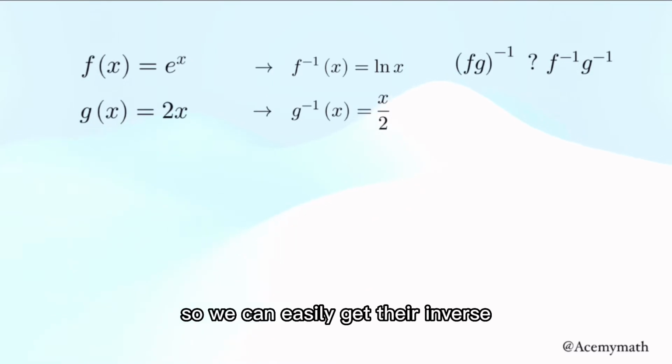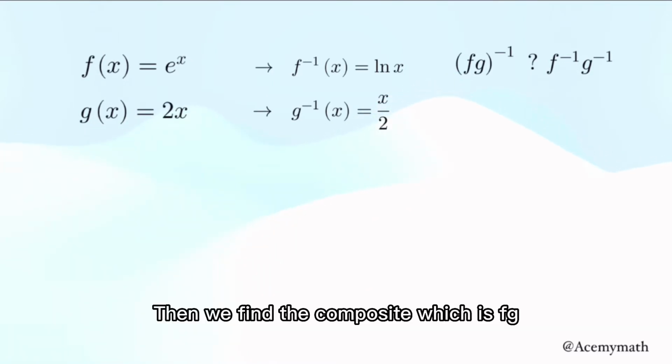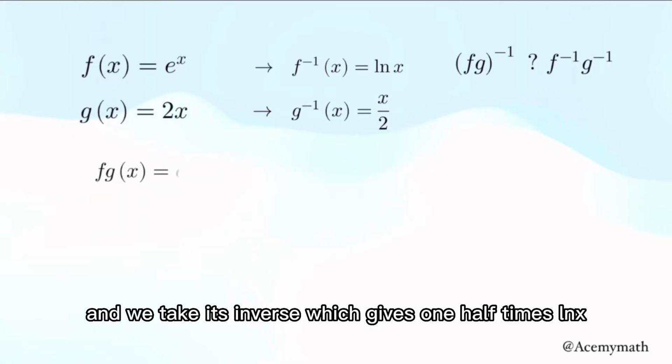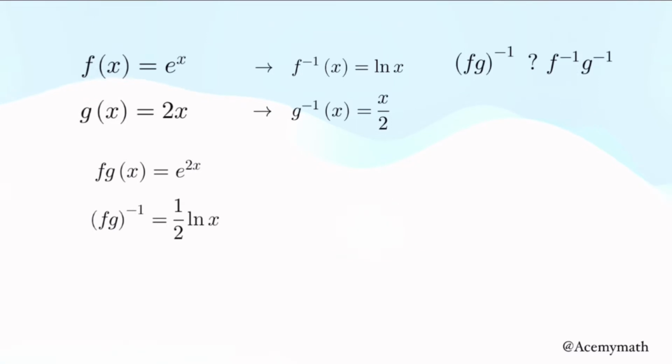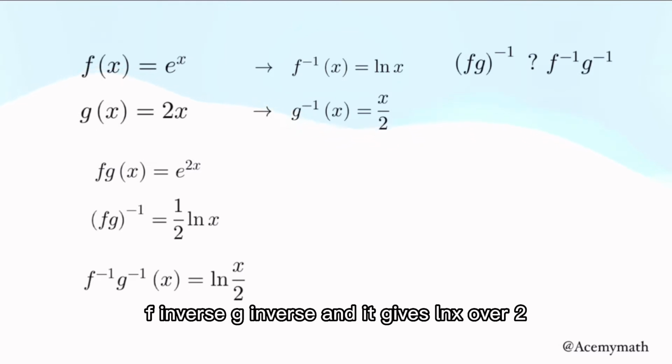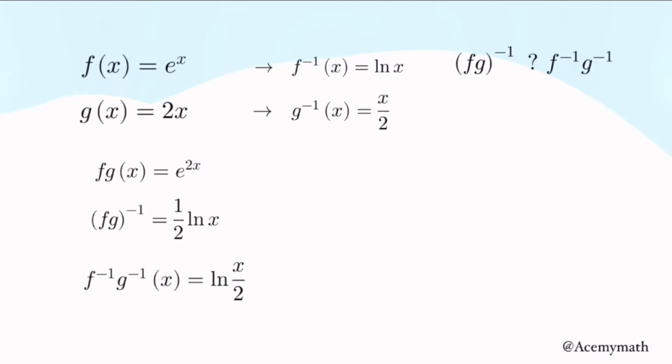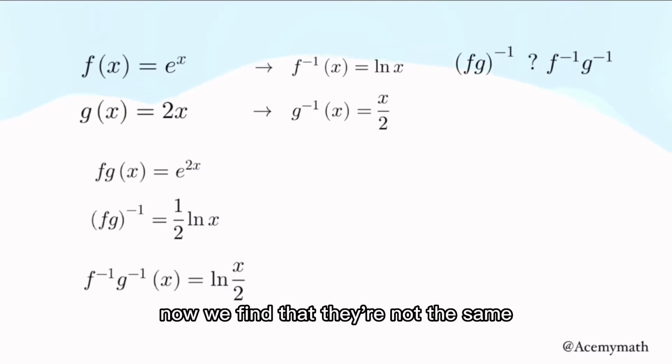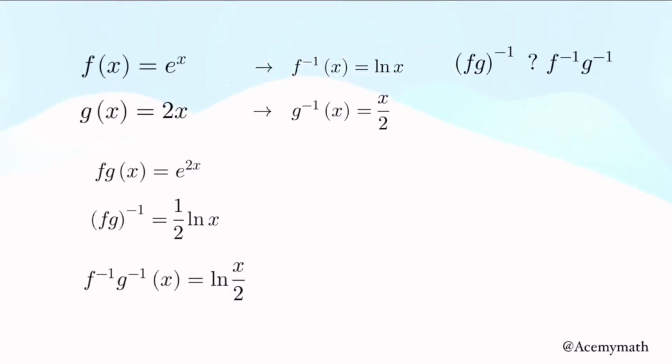So we can easily get the inverses. Then we find the composite, which is fg, and we take its inverse, which gives 1/2 times ln x. Finally, we also take the composite of the two inverse functions, f inverse g inverse, and it gives ln x over 2. Now we find that they're not the same. Where's the problem? Well, hang on.